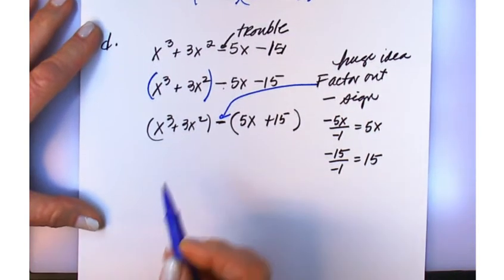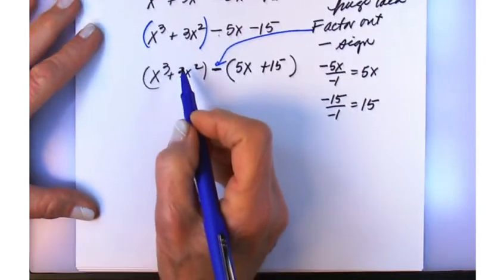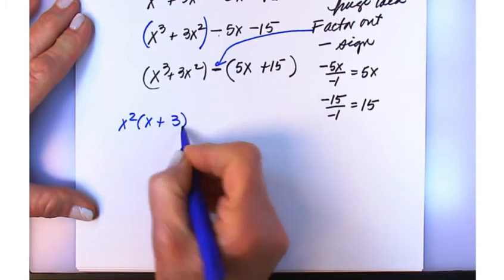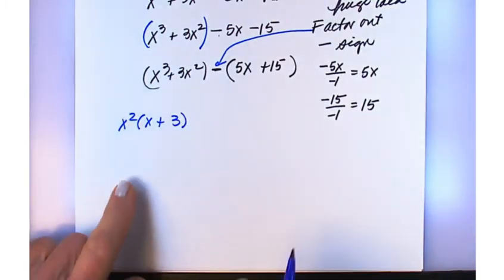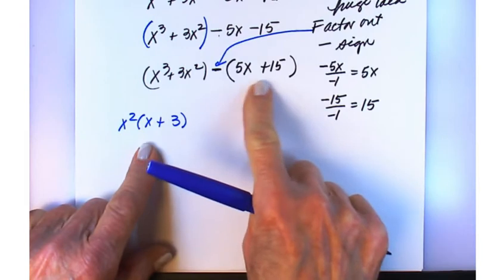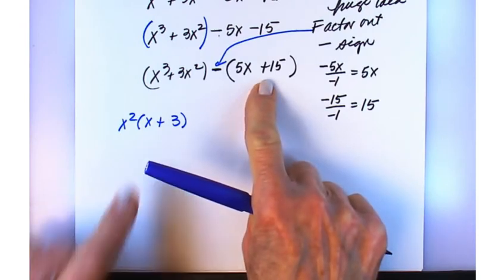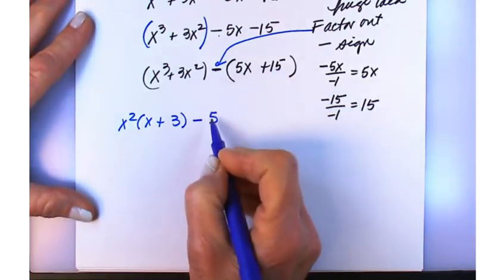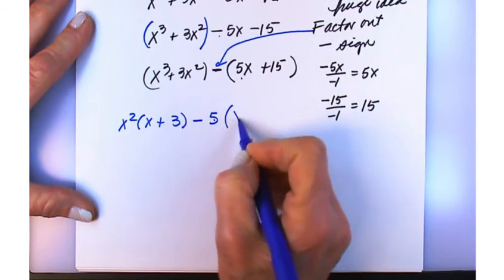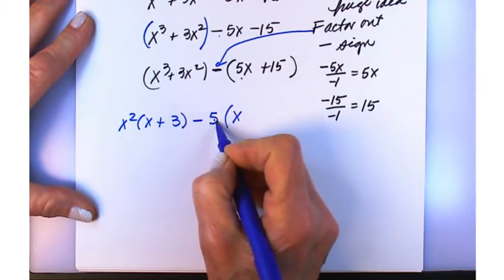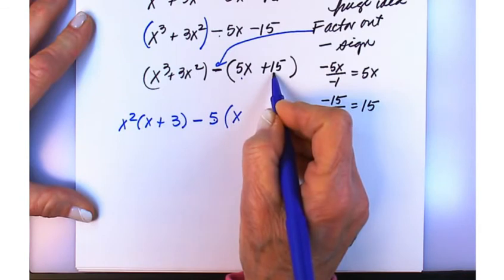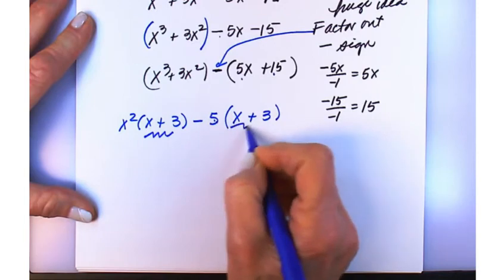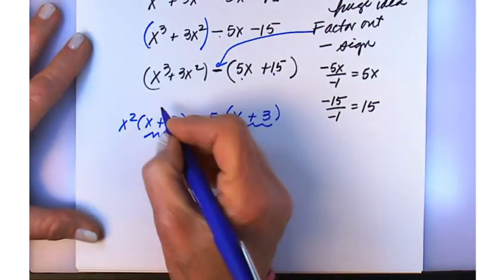So now look in parenthesis 1. What is common here is the x squared, and I'm left with x plus 3. Now, I have to get an x plus 3 out of here. I have to. If I don't, I have something wrong. So I can factor out the 5. 5 into 5x goes x. 5 into 15 goes 3. And I have this. So yes, I have like quantities.